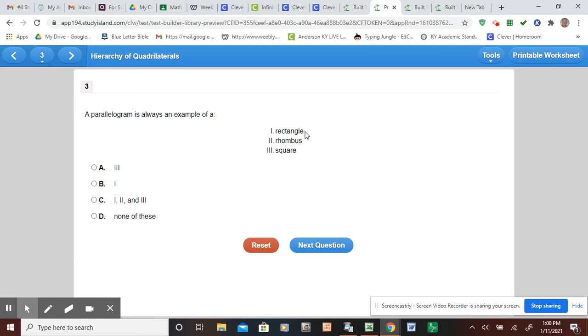But is a parallelogram always an example of a rectangle? Is every parallelogram always a rectangle? The answer is no. Is every parallelogram always a rhombus? The answer is no. And is every parallelogram always a square? The answer is no. No on all of those. Now, if you work backwards, a rectangle is always a parallelogram, a rhombus is always a parallelogram, and a square is always a parallelogram. But I can draw a parallelogram that's none of these.